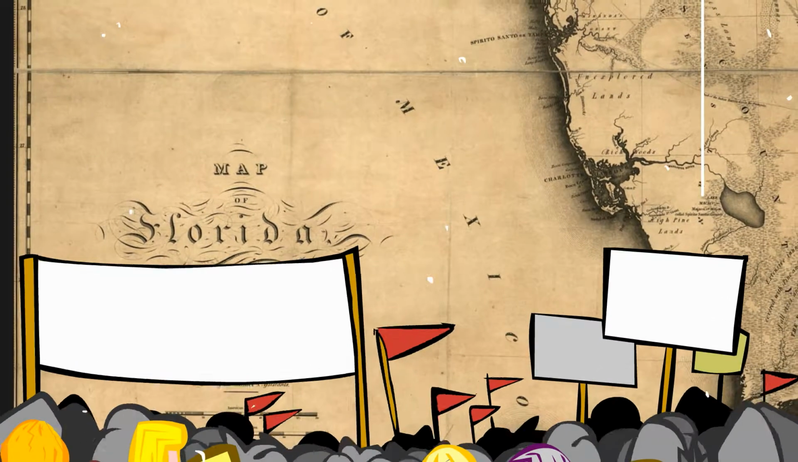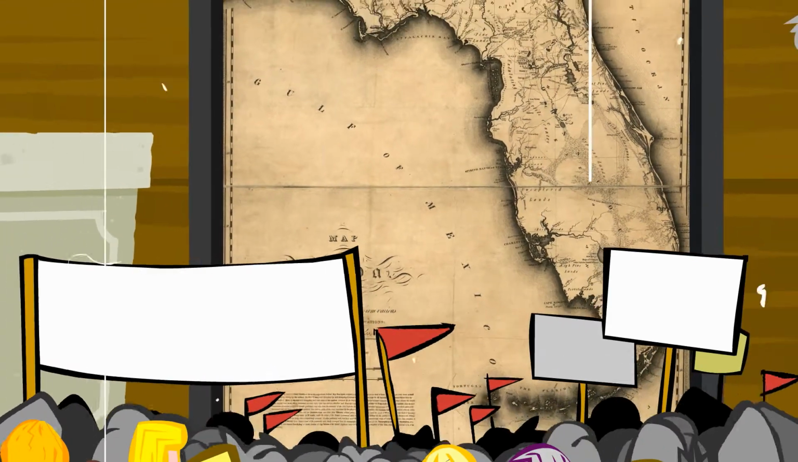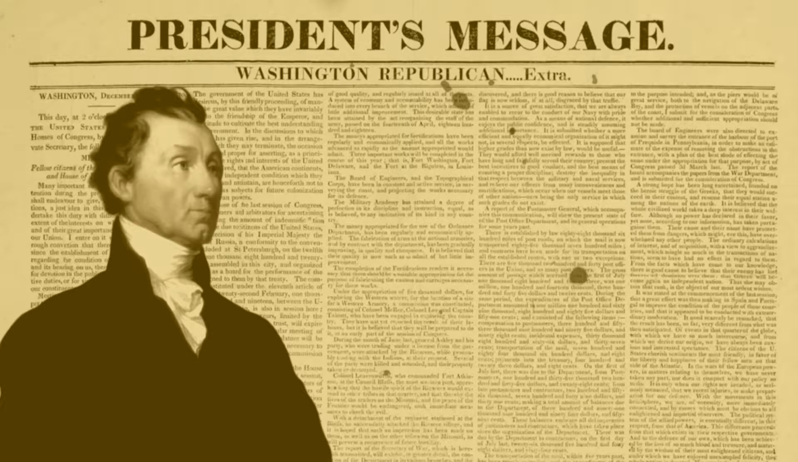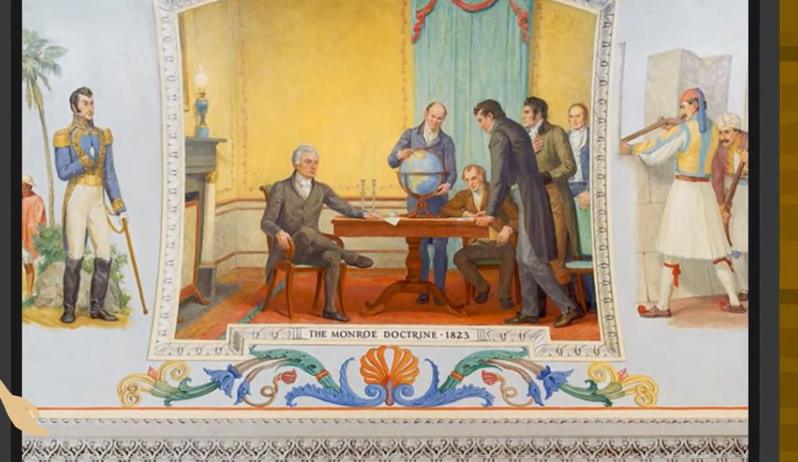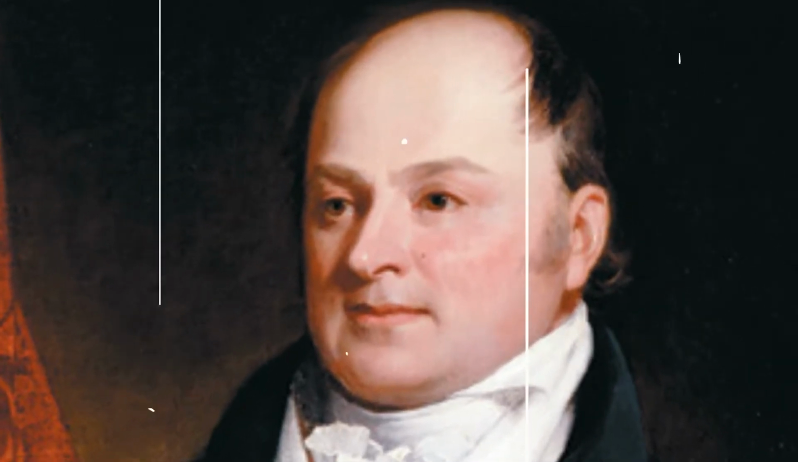Monroe expanded the United States and its territory by purchasing the territory of Florida from Spain in 1819. The Monroe Doctrine was delivered to Congress by President James Monroe on December 2nd of 1823. The main author of the Monroe Doctrine was John Quincy Adams, the future president. John Quincy Adams was a member of Monroe's cabinet in the position of Secretary of State.